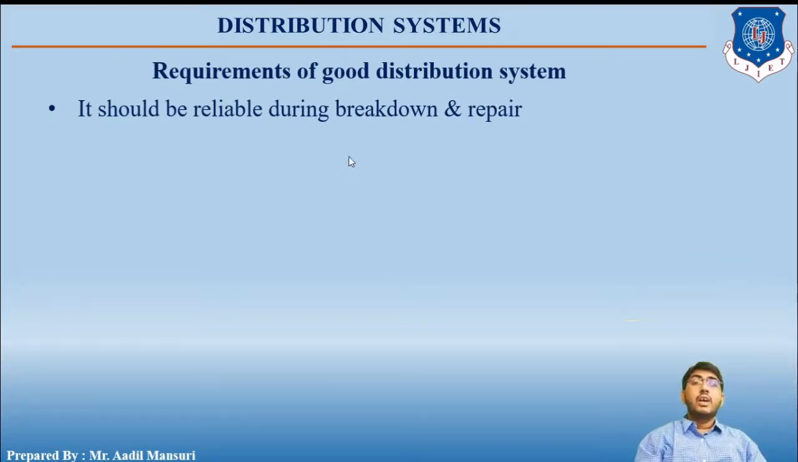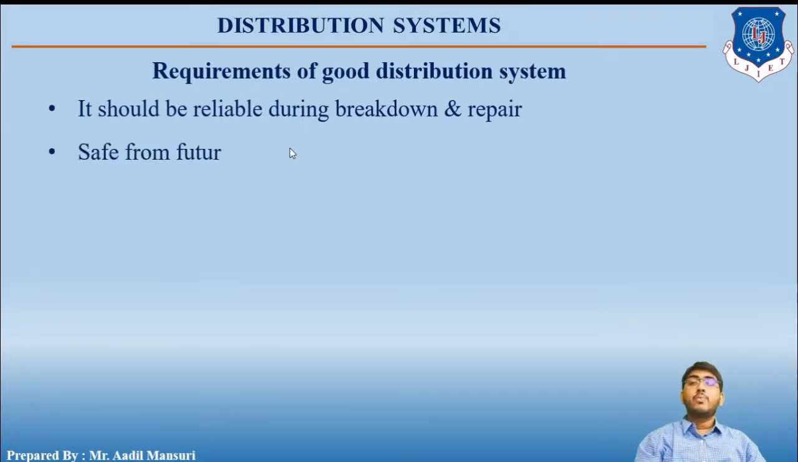That is, for example, if a particular area gets affected by any breakdown or leakages, then only that particular area should be affected, and the rest of the area should get the water with sufficient quantity and pressure. Other areas should not get affected.